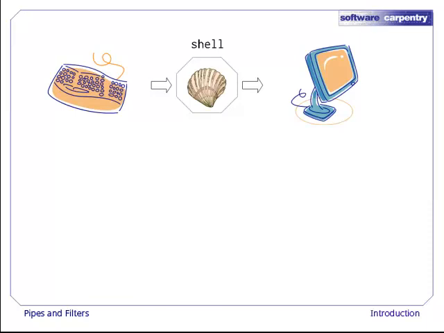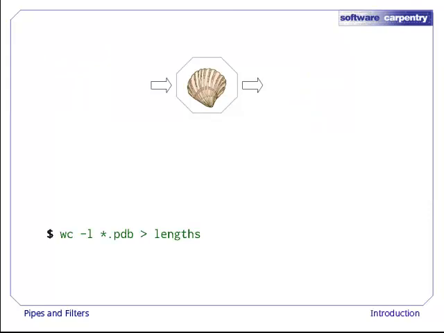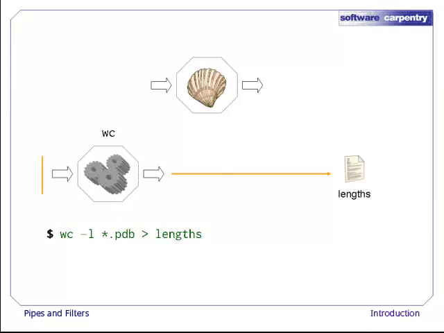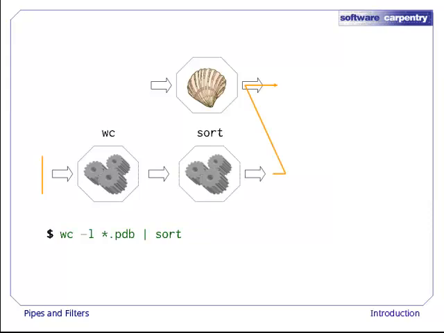When we run a program normally, the shell temporarily sends whatever we type on our keyboard to the process's stdin, and sends whatever the process prints to stdout to our computer's screen. For example, if we run wc -l star.pdb > lengths, the shell starts by telling the computer to create a new process to run the wc program. Since we've provided some file names as arguments, wc reads from them instead of from standard input. And since we've used greater than to redirect output to a file, the shell connects the process's standard output to that file.